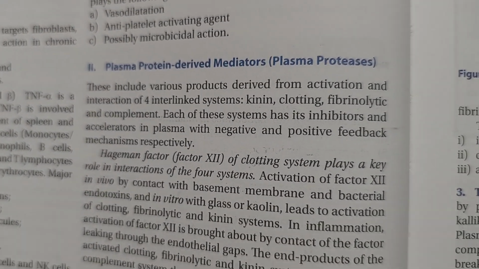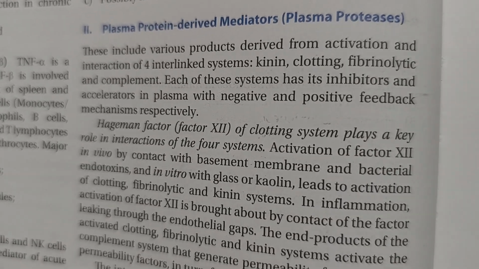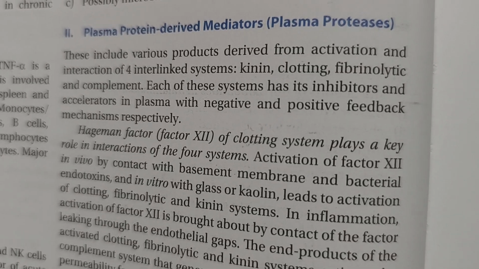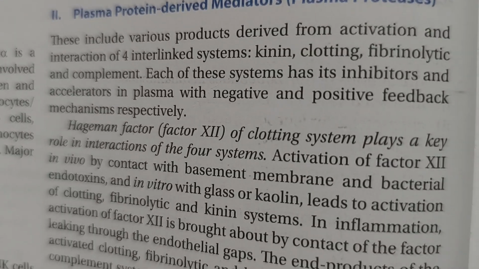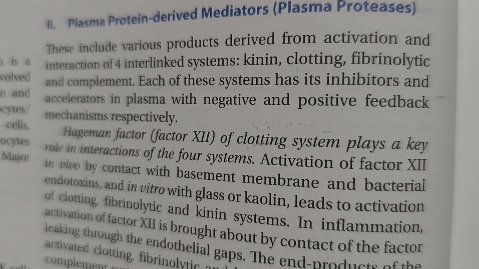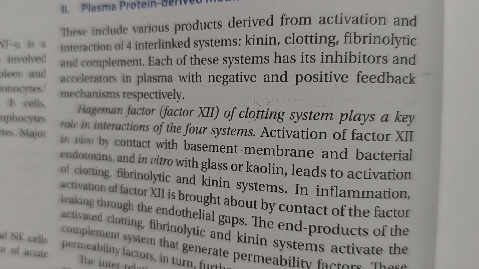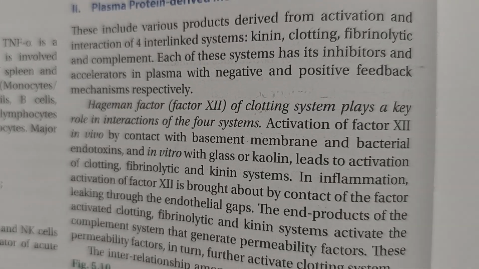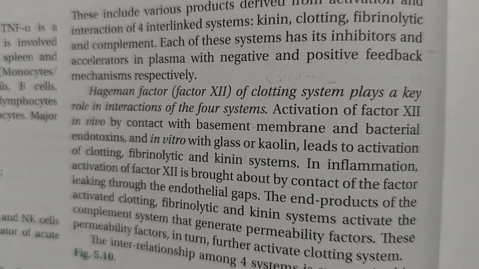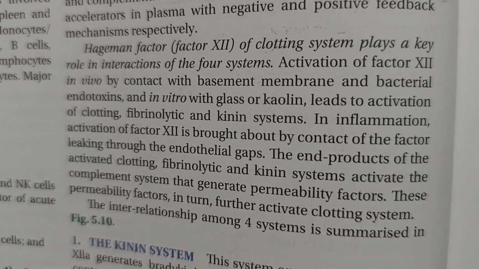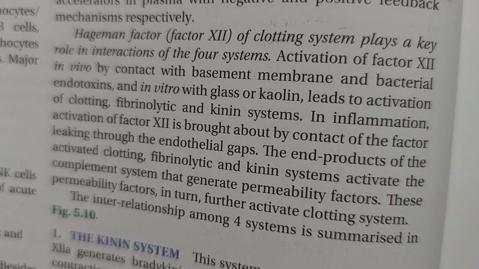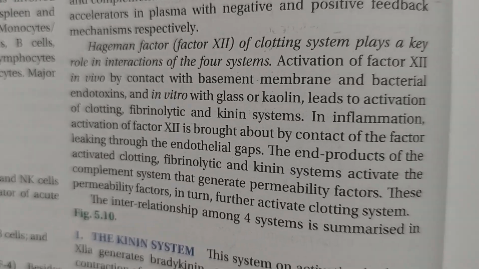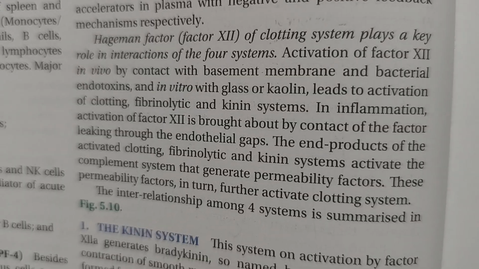Plasma protein derived mediators, plasma proteases. These include various products derived from the interaction of four interlinked systems: kinin, clotting, fibrinolytic, and complement. Each of these has its inhibitors and accelerators in the plasma with negative and positive feedback mechanisms respectively. Hageman factor 12 of the clotting system plays a key role in interaction of the four systems.